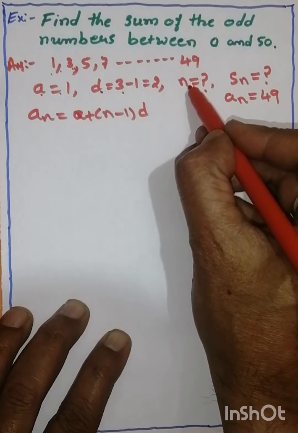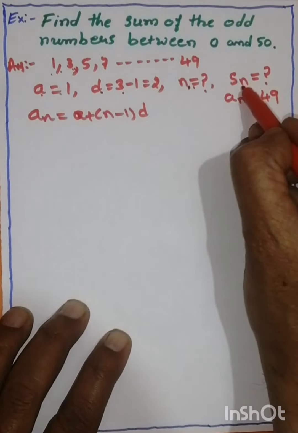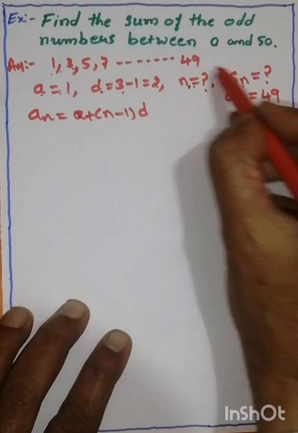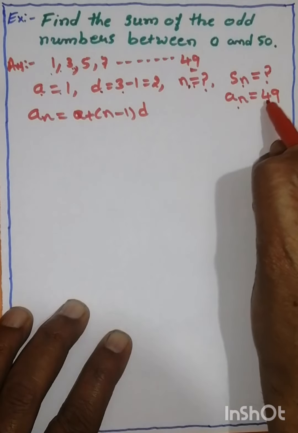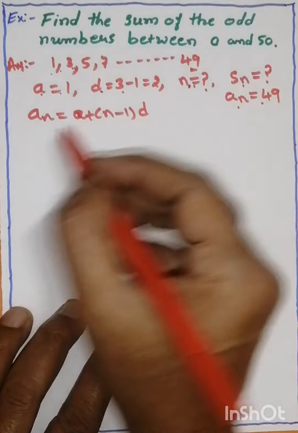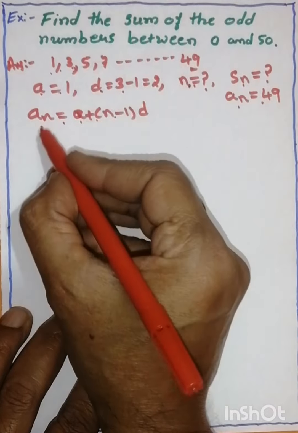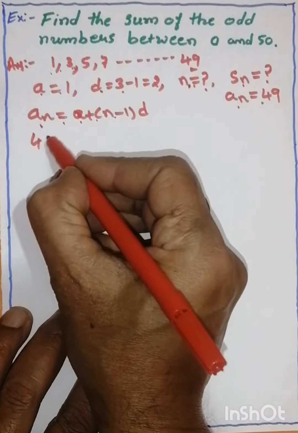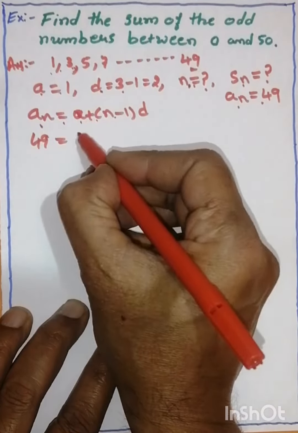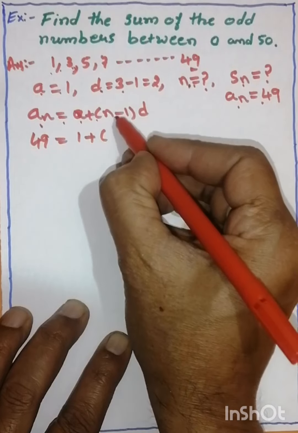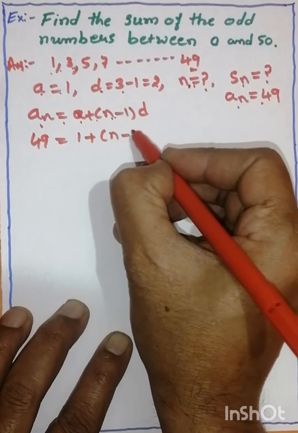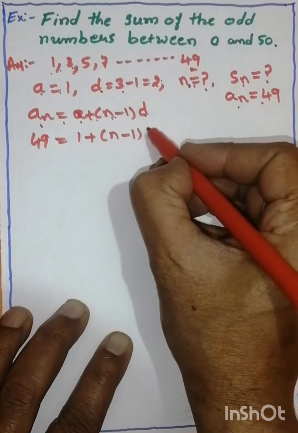We have to find the number of terms and the sum of n terms. The last term is given here: an equal to 49. We have the formula an is equal to a plus (n minus 1) into d. Here an is 49, equal to a1 plus n. We have to find n. d is 2.